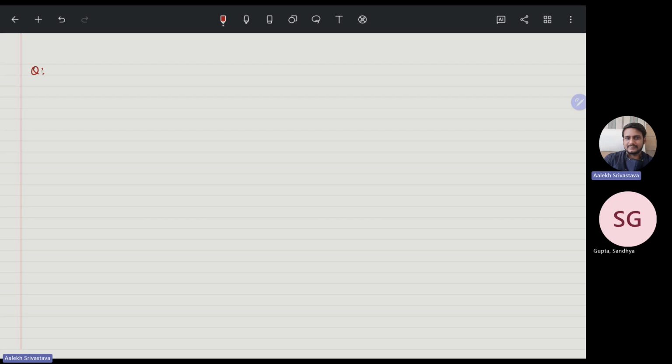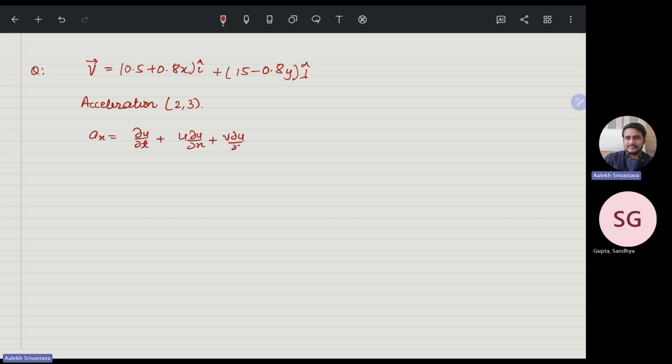From this we have a question. We have a velocity field given as 0.5 plus 0.8x times i cap plus 15 minus 0.8y times j cap, and you need to find the acceleration at the point 2 comma 3. If you simply apply the formula, for your convenience I will write it once. It is a two-dimensional flow, so I will write only the two-dimensional part.